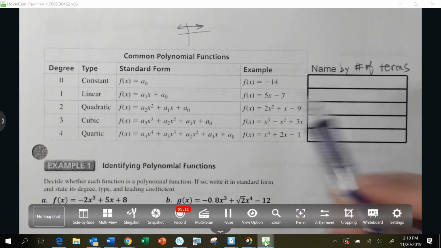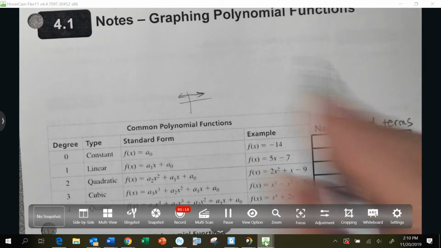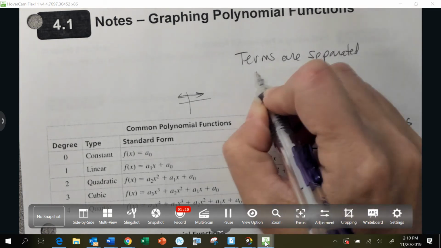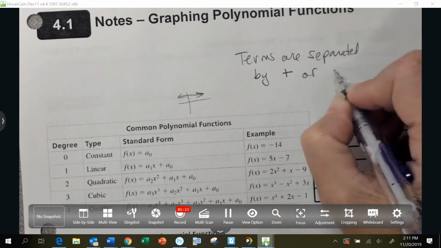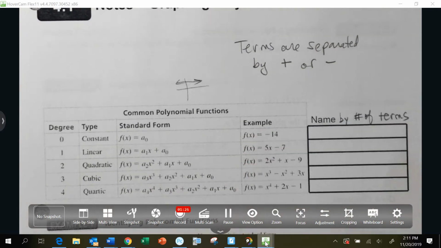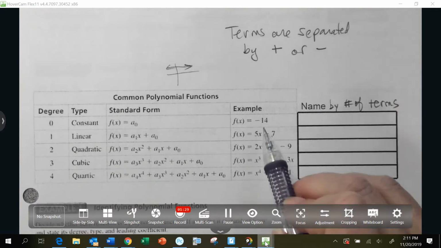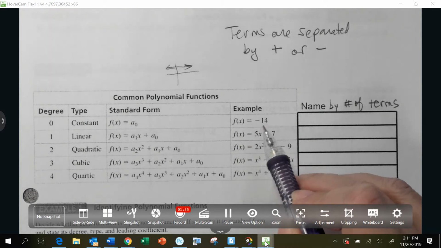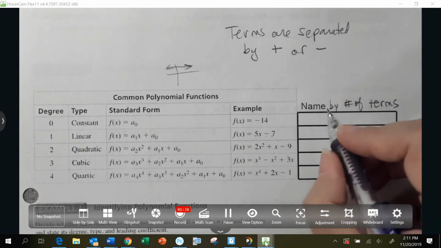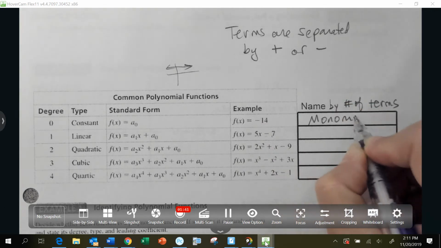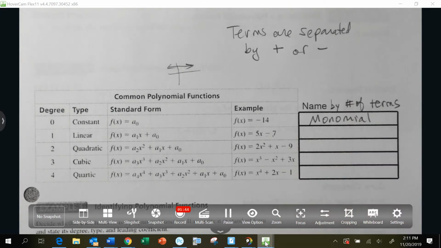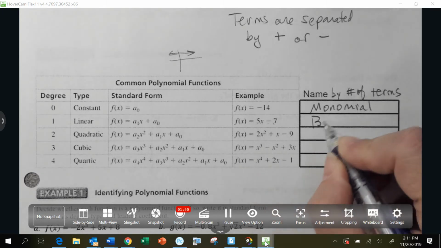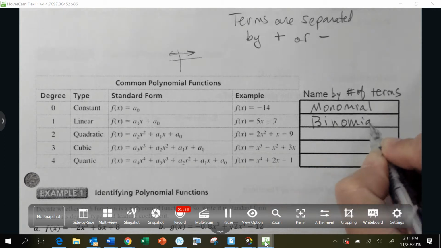Oh, I forgot to do this over here. When it is only one term, terms are separated by addition or subtraction. That's how we separate terms. In the first example, how many terms do I have with negative 14? One term. We call that a monomial. One term is a monomial. So then what's the second one? A binomial when it has two terms, binomial.